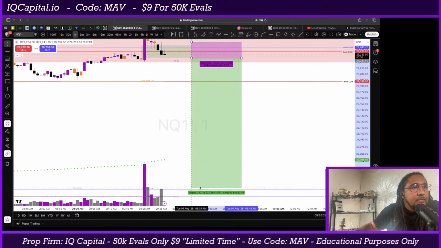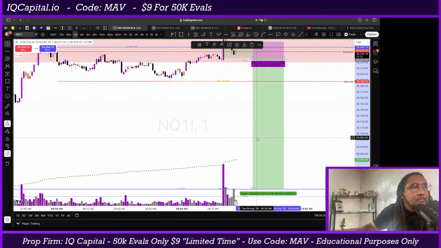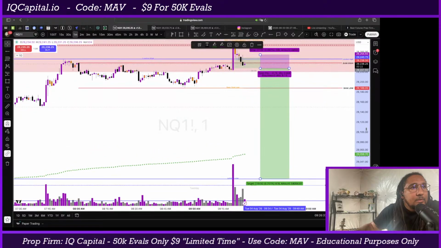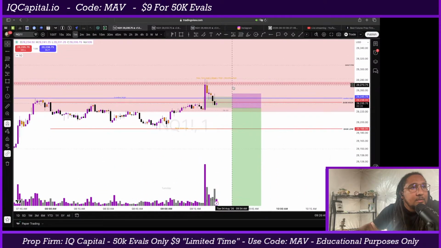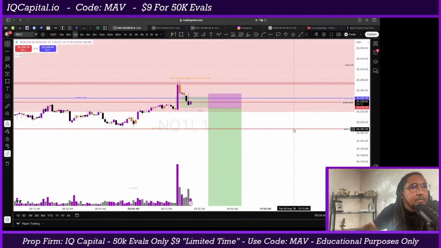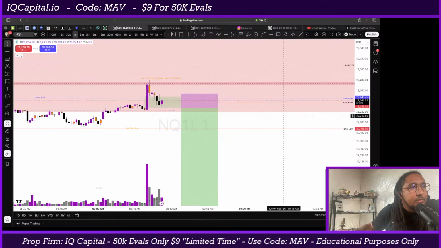So we'll try to aim for these lows here, which is a long way down. We also have our open, so we got a lot of room to the downside there. But once we get to these lows, I would drag our stop loss down to break even, make it a risk-free trade.